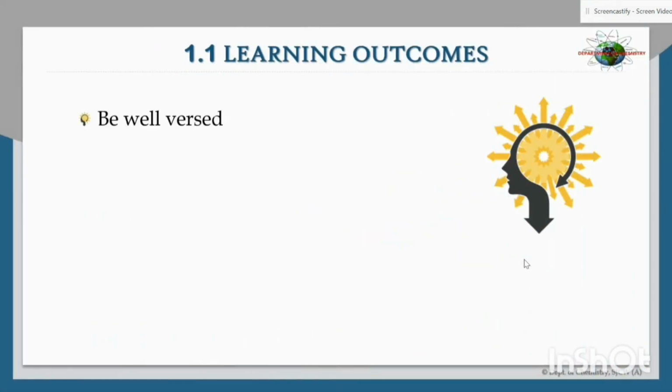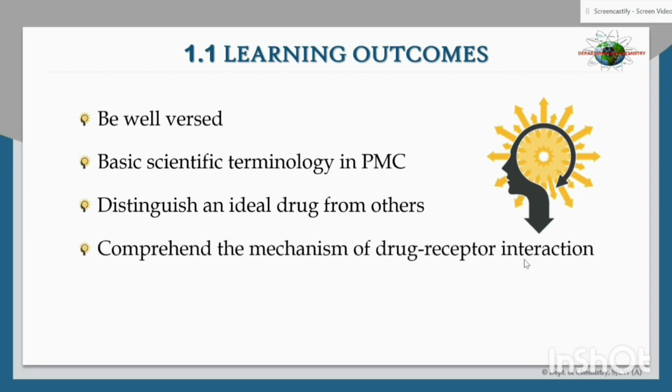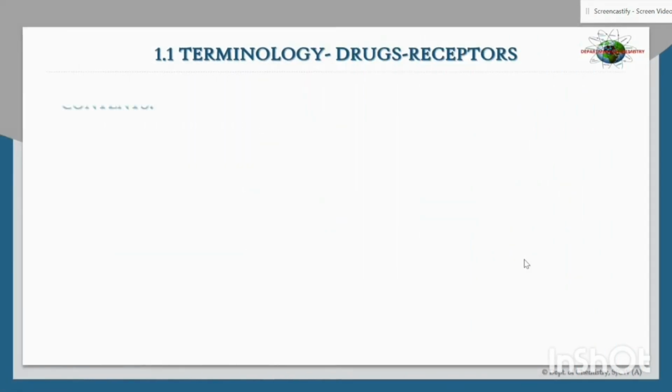Learning Outcomes. By the end of this chapter, the learner would be well versed with the basic scientific terminology in pharmaceutical and medicinal chemistry. Learner would also be able to distinguish an ideal drug from others, comprehend the mechanism of drug receptor interaction, and also differentiate and categorize receptors based on drug receptor interaction.